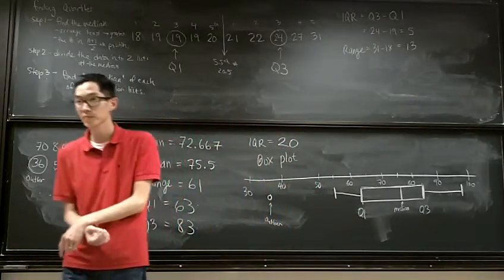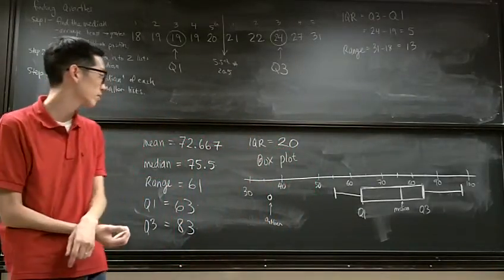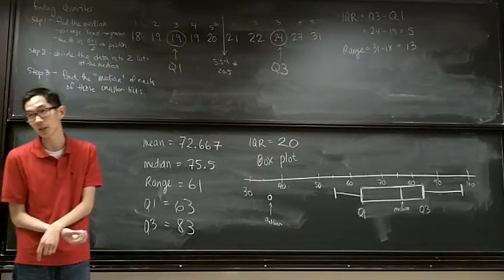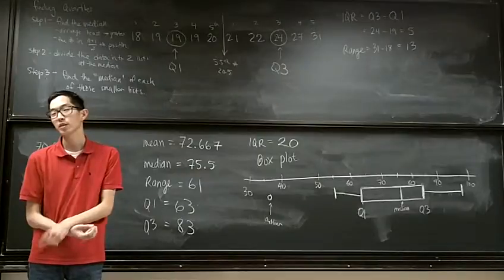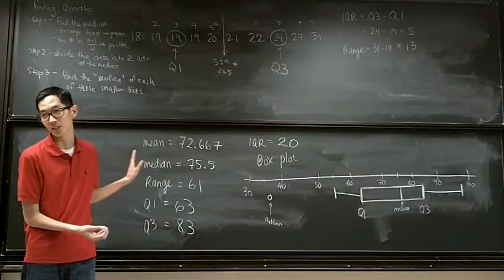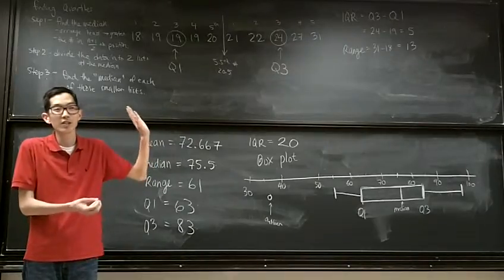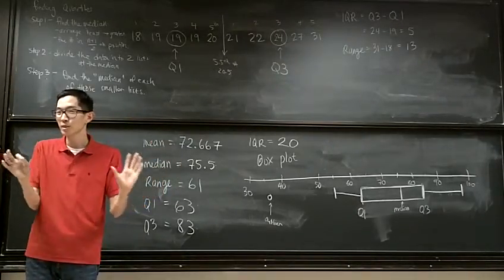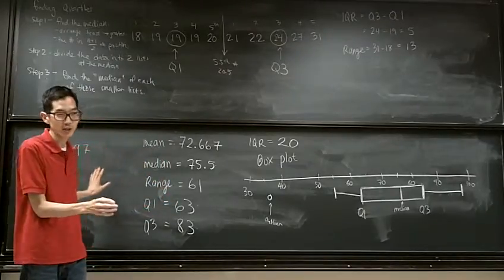Why does your whisker end where it does? It ends at the smallest point that we have that's not an outlier. So I said 36 is an outlier in this data set. We haven't covered how to identify outliers, but I will not make you guys learn that. So I'm saying 36 is an outlier.